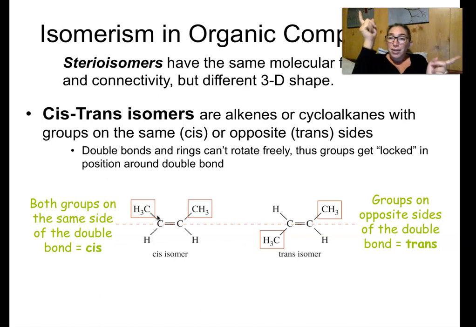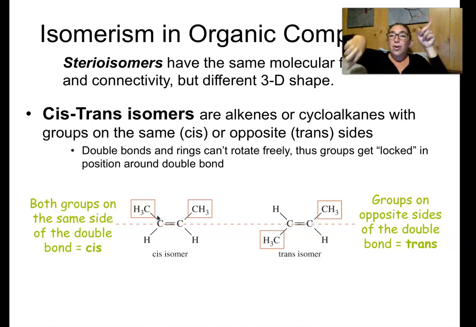I'm trying to like do my little cheerleading moves, but I can't fit. So cis are on the same side. They're both sticking on the same side, either up or down. And in a trans isomer, they're sticking in opposite directions.